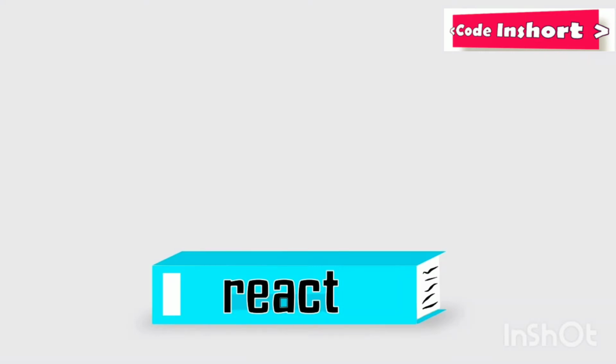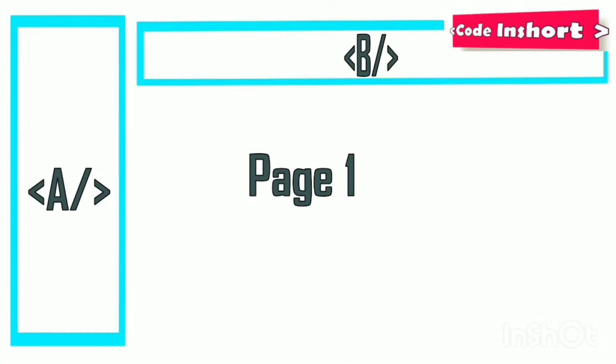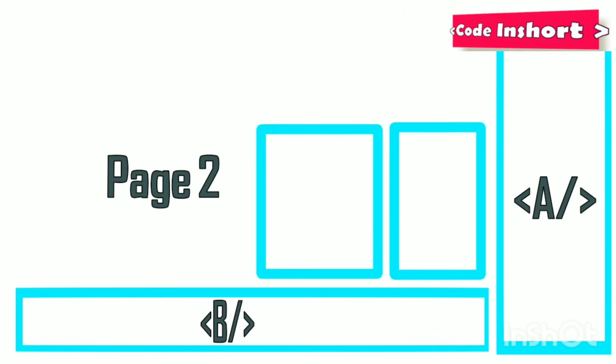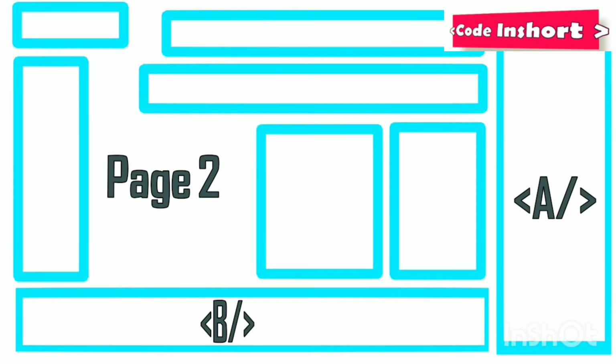For example, in page 1 we have component A and B as the top bar and left sidebar, but in page 2 we want to use them as the bottom bar or footer and the right sidebar. React can simply do this by re-rendering them. You don't need to write the code again and again. Basically, in React we have multiple components which can be rendered together, and that is the approach we are going to take.